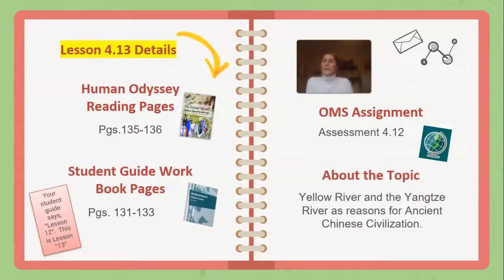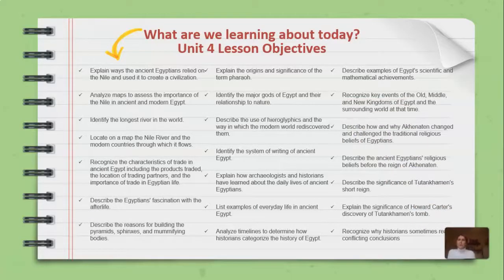Lesson 4.13 details: Human Odyssey reading pages 135 to 136, Student Guide Workbook pages 131 to 133. Just a quick note, at the top it says lesson 12 in your book. This is lesson 13, so it's 4.13, so those are the correct pages. Your OMS assignment is assessment 4.12, and we're talking about the Yellow River and the Yangtze River as reasons for ancient Chinese civilizations. So what are we learning about today?